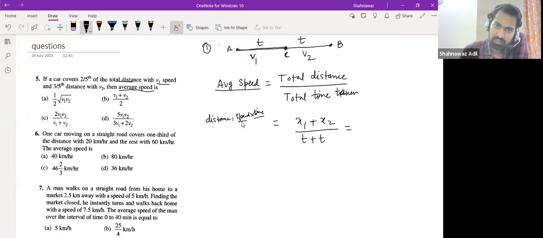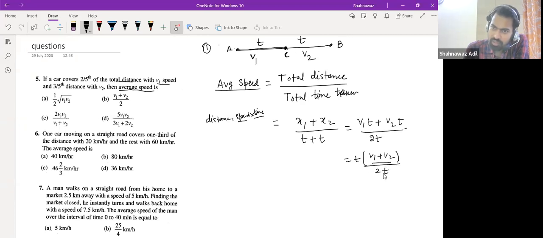Speed is distance over time, so distance is speed into time. Yeah, so this is v1t, and this x2 distance is v2t, and t is common. This would be v1 plus v2 by this. So t cancels and we get (v1 + v2) by 2. Always remember when the time intervals are equal, then this is the average speed.